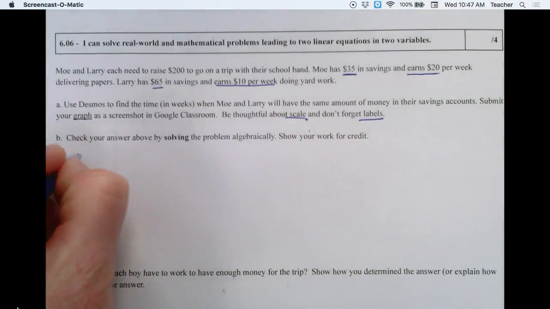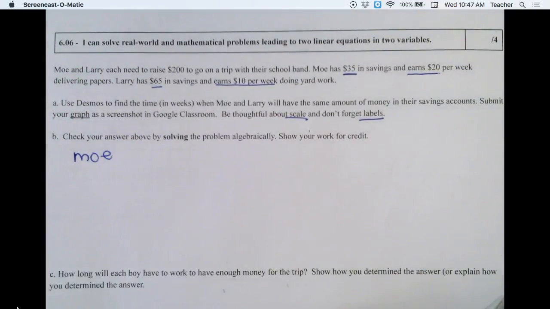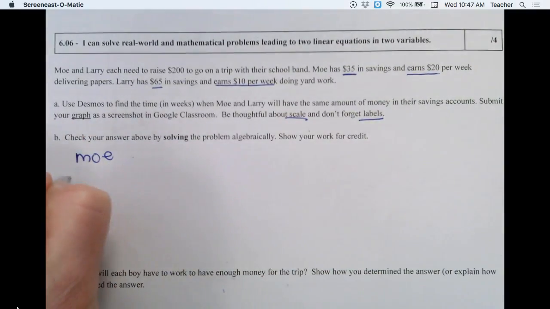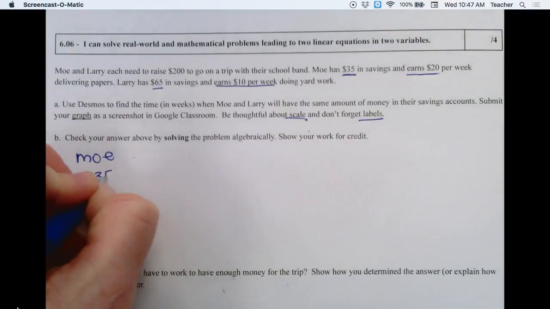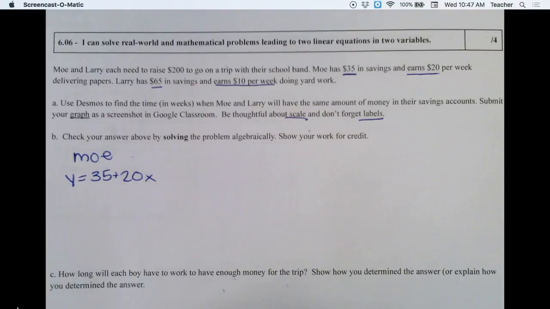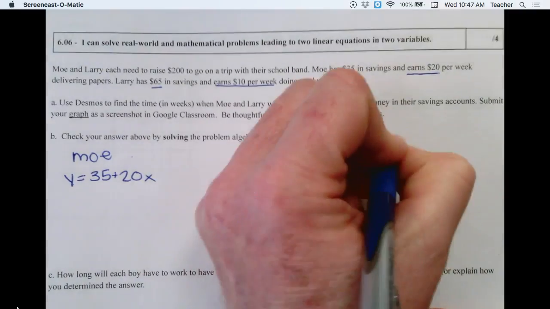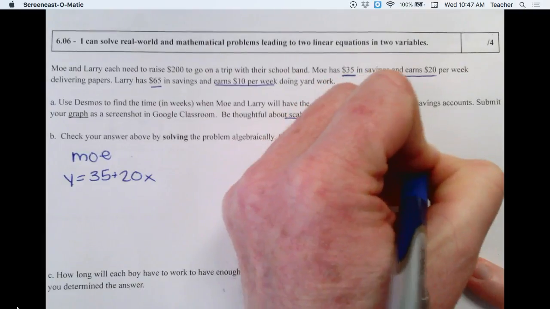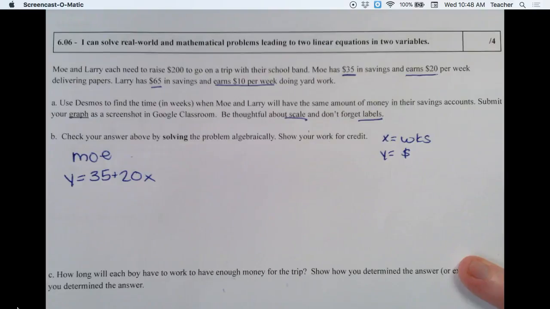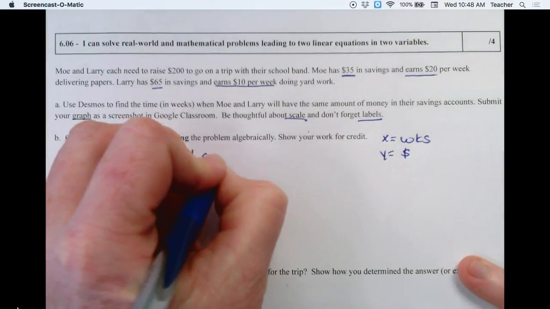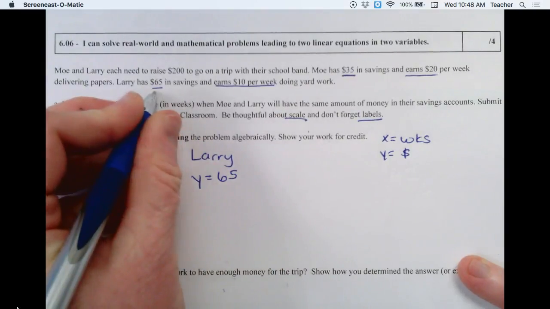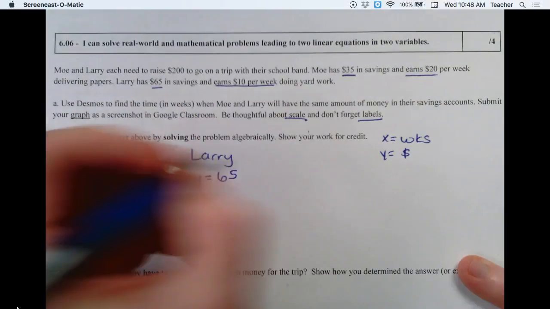So I've got Mo. He starts with $35 and he's earning $20 a week. So we're going to go y is 35 plus 20x. I'm going to write over here that x is weeks and y is money. And Larry starts with $65 and earns $10 per week.